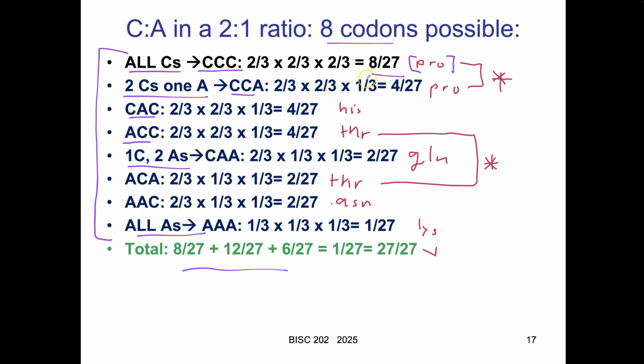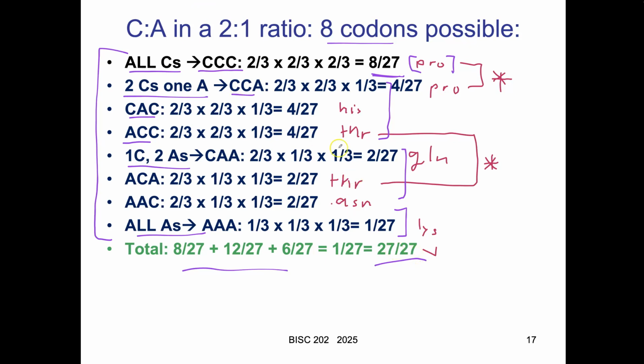So 8/27ths for all C's, and then there's 3 of these. So there's 12 in 27. There's 3 of these. That's 6 in 27, and then there's just 1 of those, 1 in 27. When I add those together, 27/27ths, that's 1, so that's good.